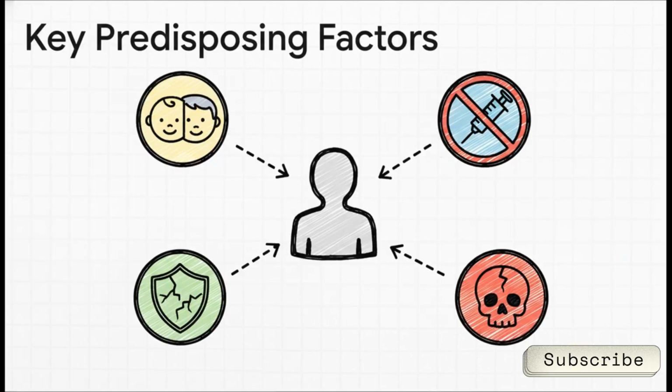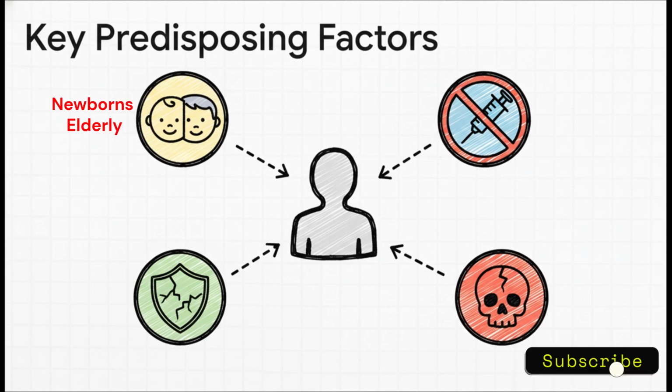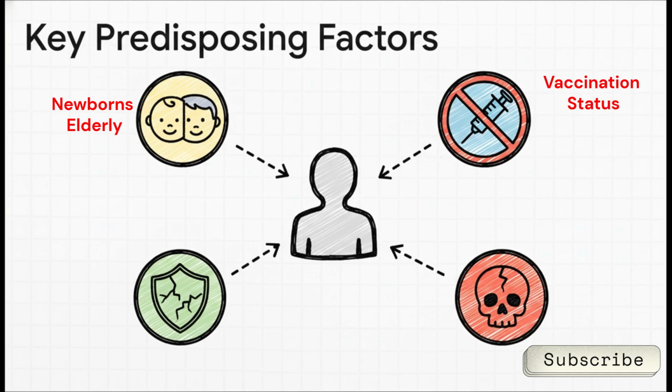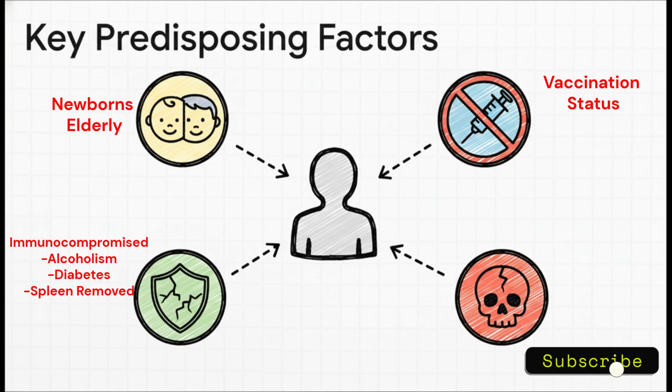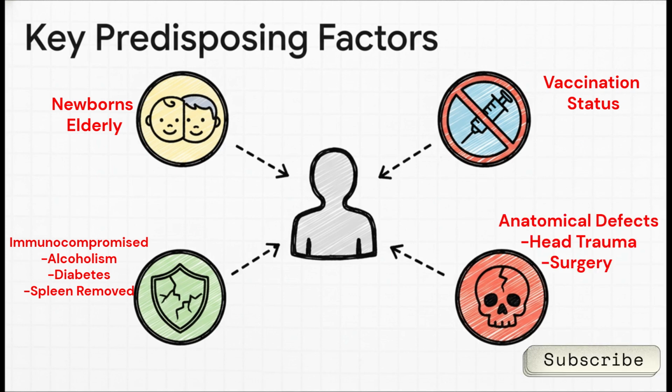So, who's most at risk? Well, age is a huge factor. Newborns and the elderly just don't have the same immune firepower. Vaccination status is another big one. The HIB vaccine, for example, was an absolute game changer for reducing H. influenzae meningitis. And then you have to think about anyone with a compromised immune system, maybe from alcoholism, diabetes, or, a classic exam favorite, someone who's had their spleen removed.